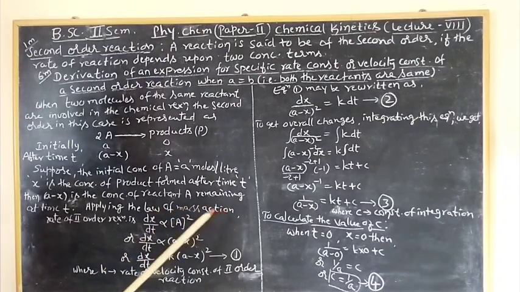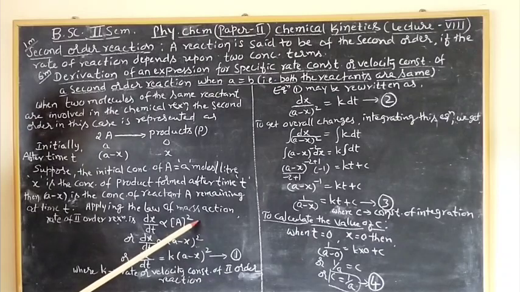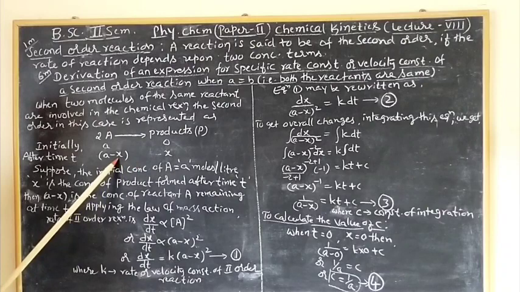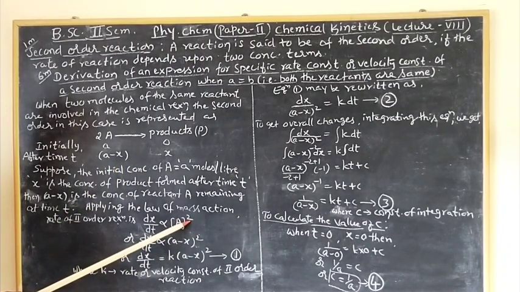Applying the law of mass action, the rate of second order reaction after time t is given by dx by dt proportional to [A] squared, or dx by dt proportional to concentration of A after time t, which is (a minus x) whole squared, because of the second order reaction the power is 2. If you remove this proportional sign, you have to put the constant k, small k, into (a minus x) whole squared. This is equation 1. This small k is called rate constant or velocity constant of second order reaction.